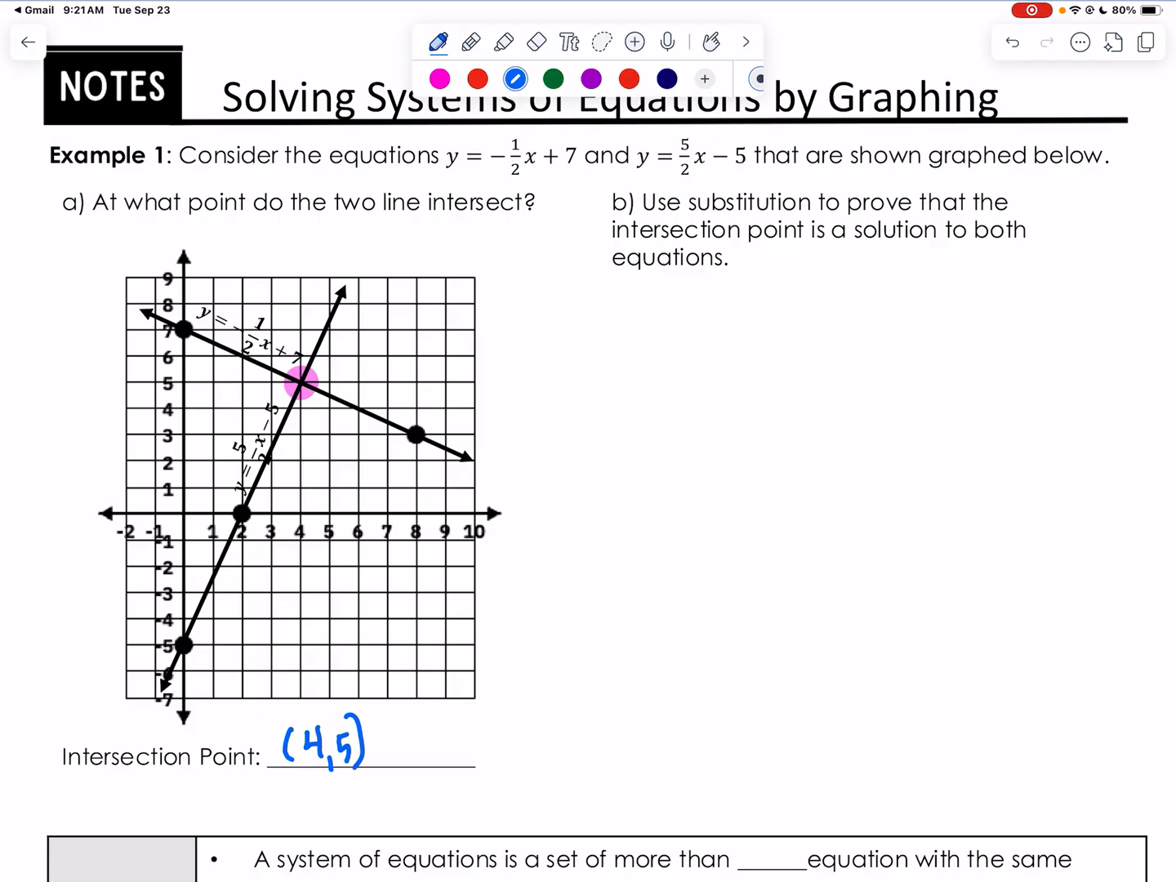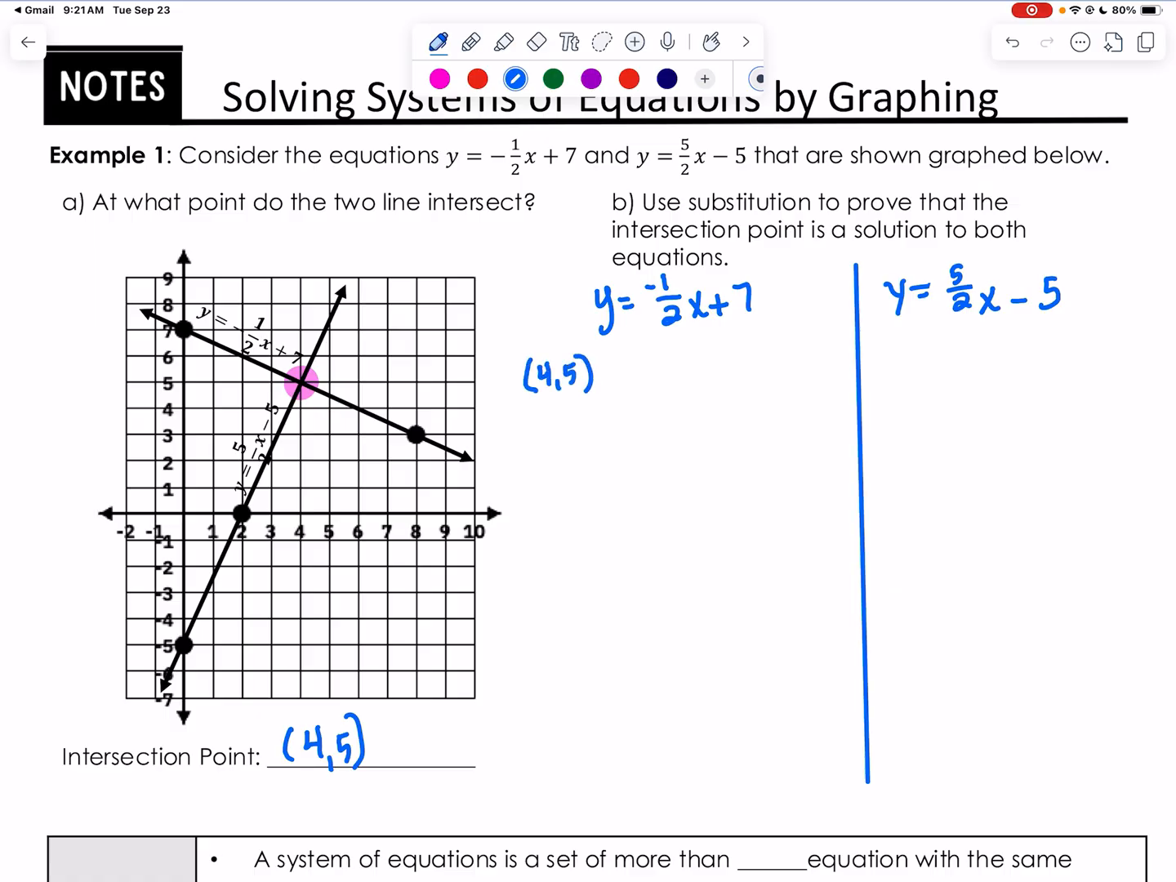Now, what we're going to do now is use substitution to prove that the intersection point is a solution to both equations. So I'm going to write down my first equation, y equals negative 1/2 x plus 7. And I'll draw a little t-chart here, and I'll write down my second equation, 5 over 2x minus 5. And what I'm wanting to do is prove that the point 4, 5 is a solution. So in the ordered pair 4, 5, we know that 4 is the x value and 5 is the y value.